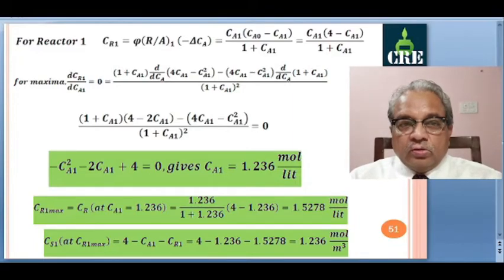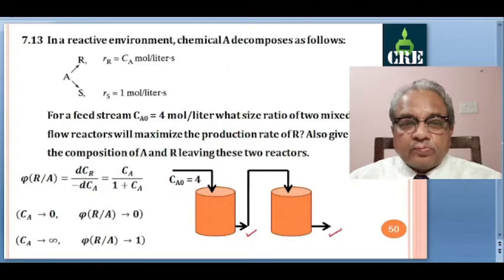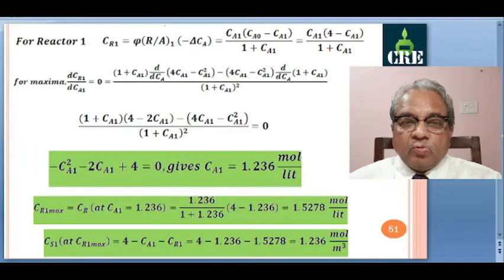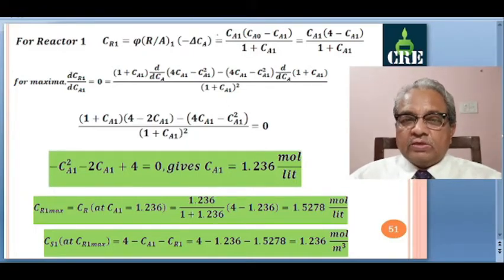Now for the first reactor, we will apply the mixed flow reactor model. CR1 is equal to this R by 1; we are using subscript 1 for the first reactor, or reactor 1. So the instantaneous yield from the first reactor into minus delta Ca is known. This is Ca by 1 plus Ca. So for reactor 1 we add Ca1 by 1 plus Ca1, and delta Ca will be Ca0 minus Ca1.